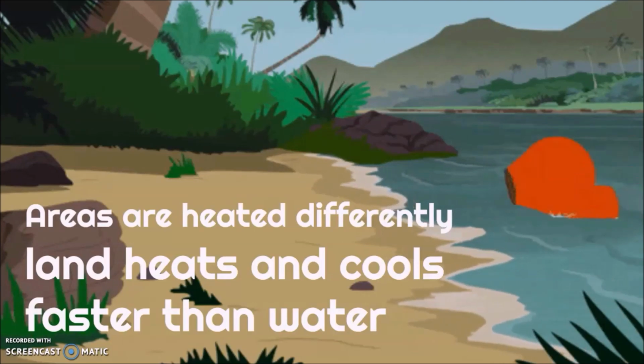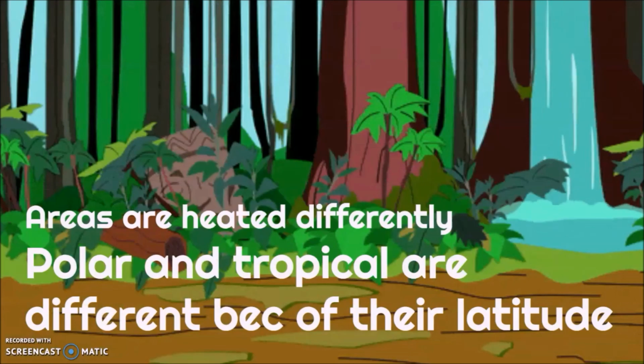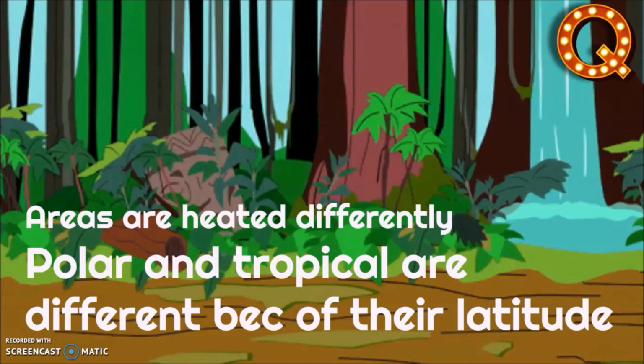Land is going to heat and cool faster than water, as well as the sun's rays are going to hit tropical areas near the equator more than at polar areas. So like temperature, wind is also going to change based on latitude, based on how high or low you are on the map. Ooh, that sound means it's time for a question.